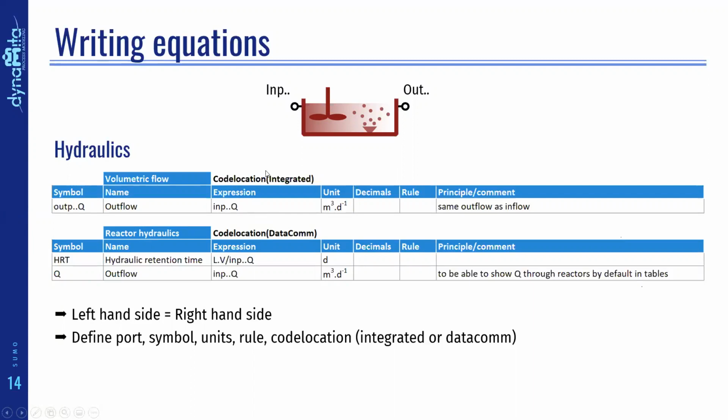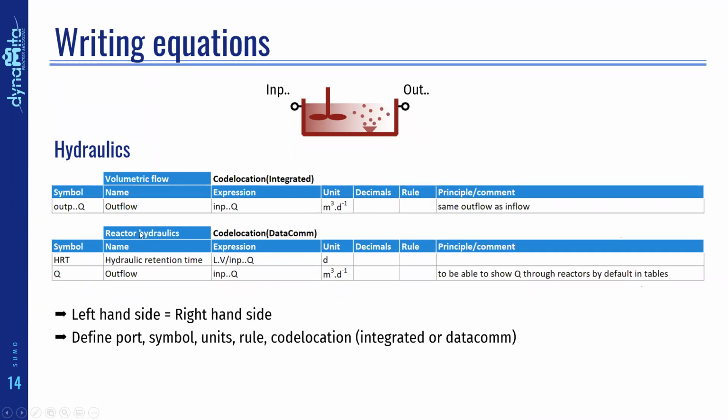If I had to read this specific table, I would see that output Q, Q is the symbol of flow, is equal to what is written in the expression tab, which is input Q. Then I define my unit, and then I provide some comments, which is the same output flow as the inflow.